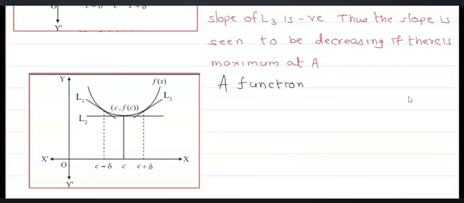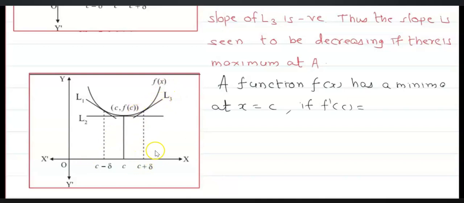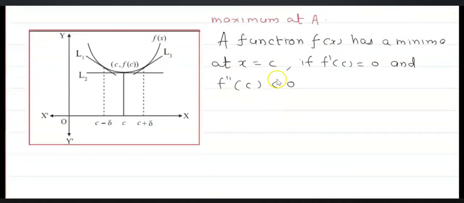Now next, see this figure. In this figure, again, this is the curve, this is the line L1, whose slope is negative. If we extend this, it's an obtuse angle. Next, L2 is parallel to x-axis, its slope is 0. Now, what about L3? It makes an acute angle, its slope is positive. A function f of x has a maximum at x equals c if f dash of c is equal to 0 and f double dash of c is negative.